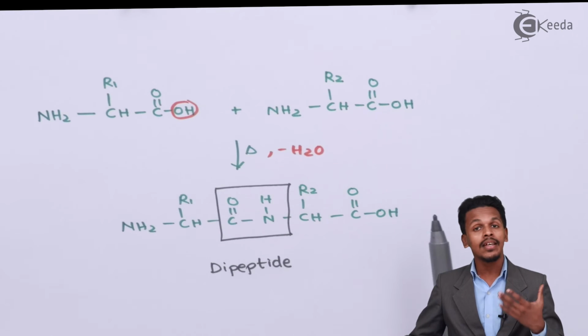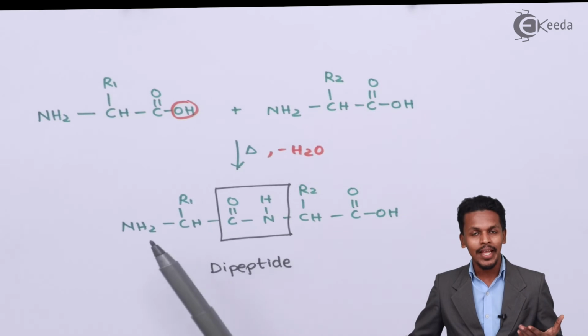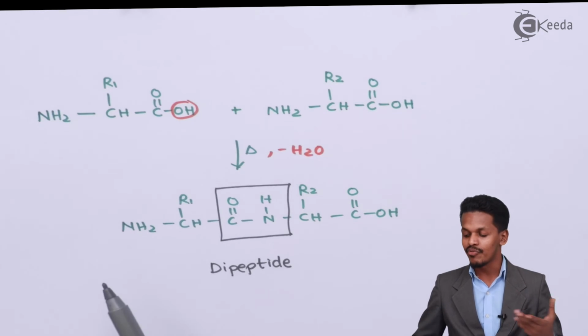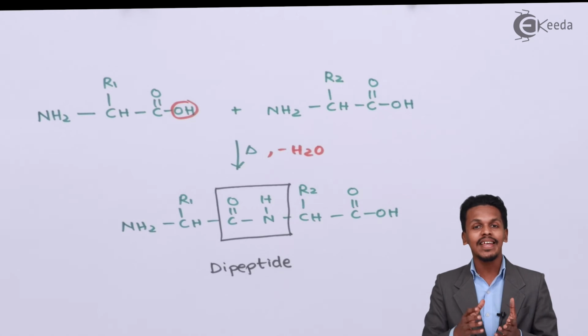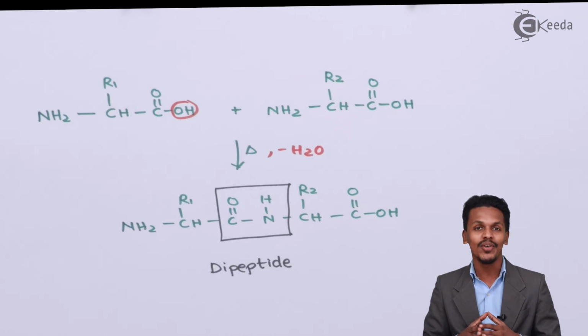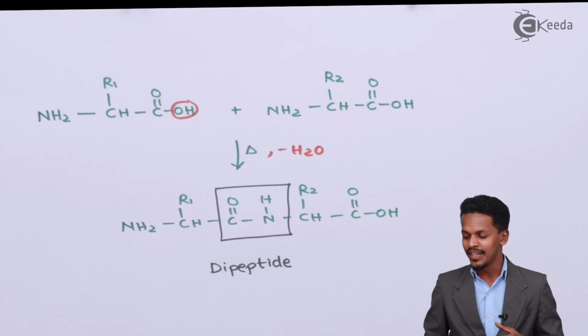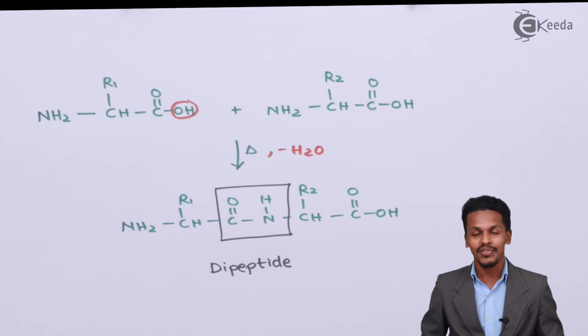If we combine another alpha amino acid, we get two peptide linkages, and the molecule is called a tripeptide. So basically protein is a polypeptide of alpha amino acids, that is, a polymer of the amino acid formed by the elimination of water molecules. So here there is an elimination of water molecule, and this is what the peptide linkage is.